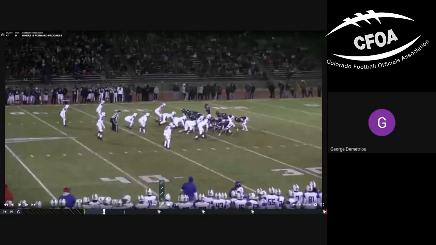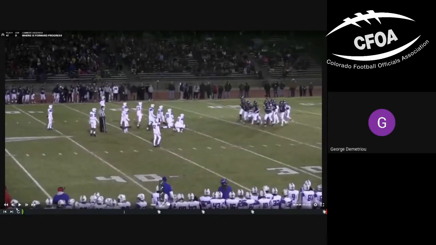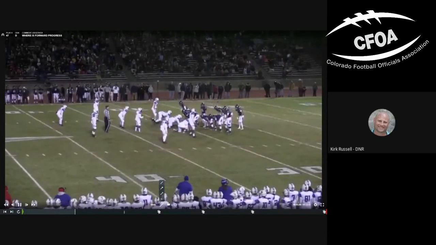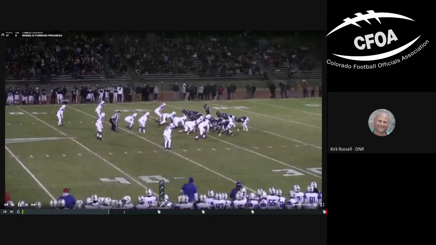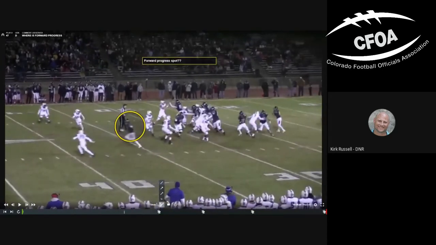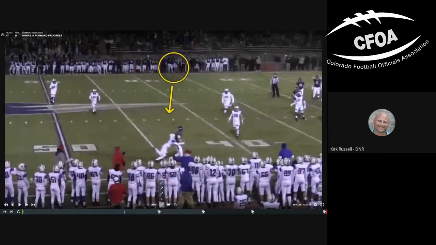All right, so we're looking at dark teams and offense. And the annotations will stop the play for what we're focused on. So we're looking at a pass play to the receiver that's circled, and he'll have a progress spot and then get driven back, I believe. So we're looking at the near official.